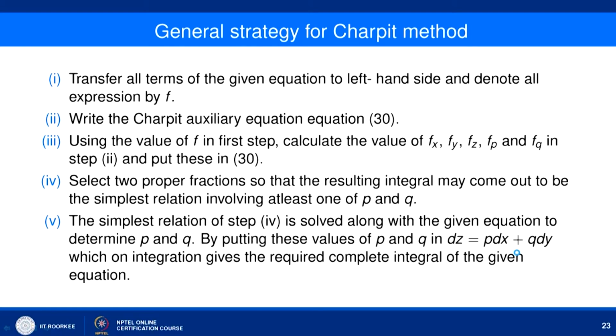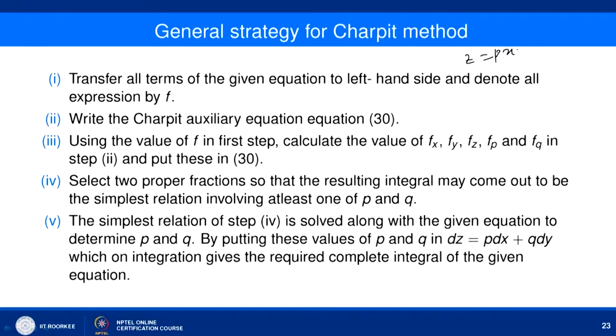So suppose your equation is given as z equal to px plus qy. You can write it as px plus qy minus z and denote this as f(x, y, z, p, q). So you write px plus qy minus z equal to 0. So this is f(x, y, z, p, q) equal to 0.